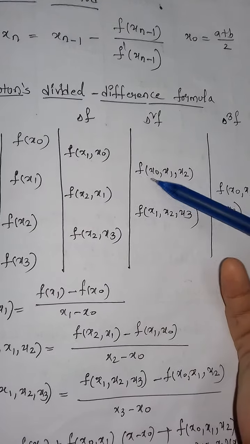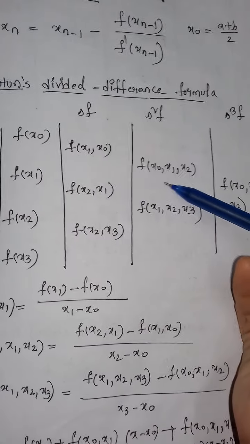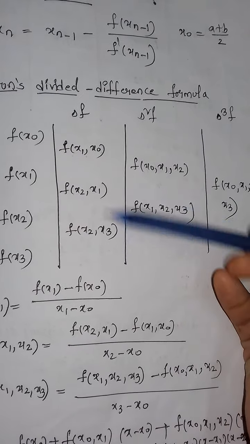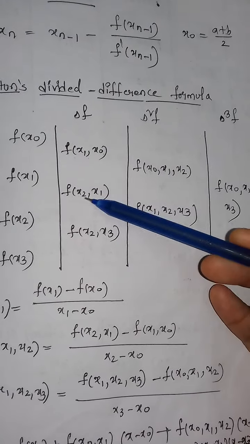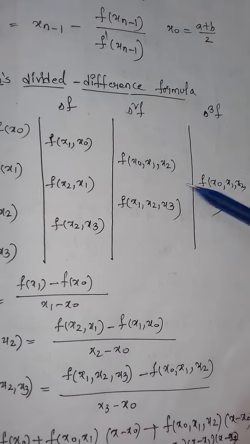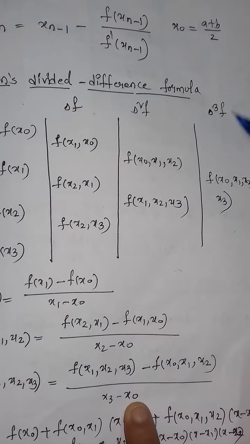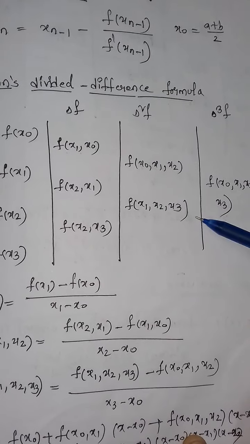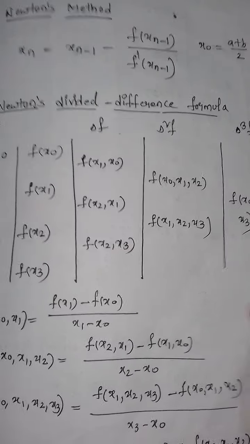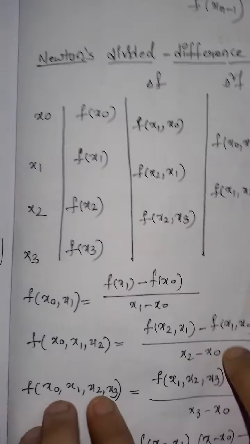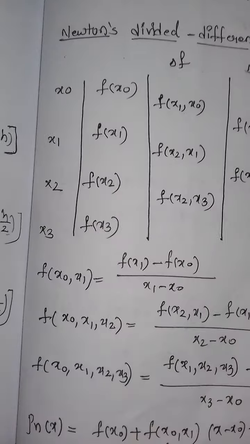Now in between these two you will write this value, that is x1, x0, x2 you will use. In between these two you will write this one, in this x1, x2, x3 are used. After finding this you will write here the third difference, that is by using x0, x1, x2, x3. Okay, these are just formulas, not an explanation for understanding Newton's divided formula. These are just for our exam purpose.